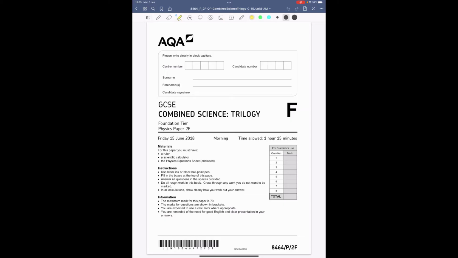Hello everyone, so this is the GCSE Science Trilogy Physics Paper 2 Foundation Tier paper that pupils sat in June 2018, and I'm going to walk through it and go through how I would have tackled it.